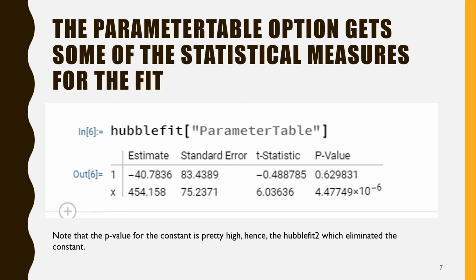We recall that a P value is supposed to be small, say less than 0.05, less than 5%. And the P for this is HubbleFit, not HubbleFit 2. The P for the constant is significantly larger than what we normally want to accept. And that is the reason why we also had HubbleFit 2, which eliminated the constant. The p-test sort of suggested perhaps it was not to be trusted.